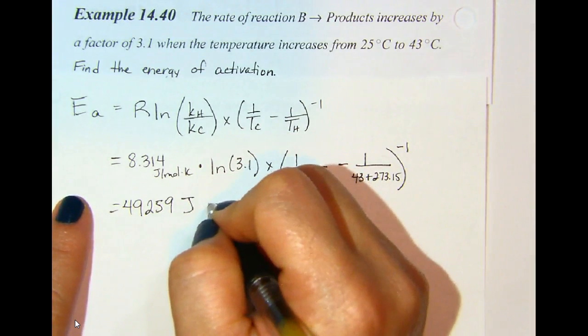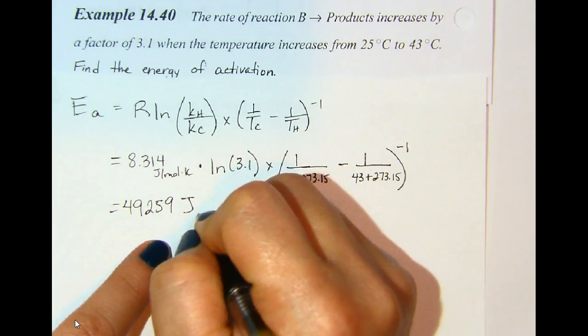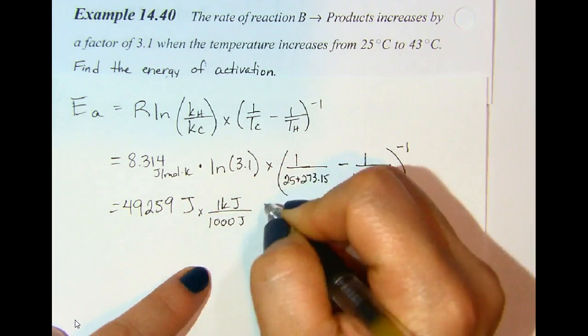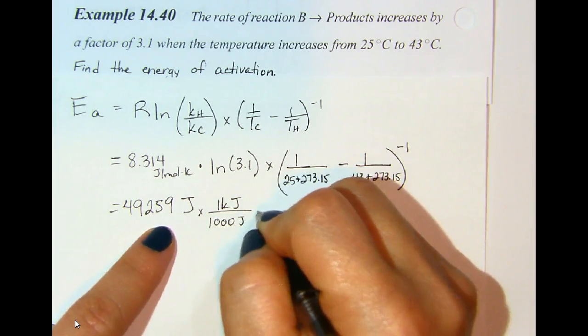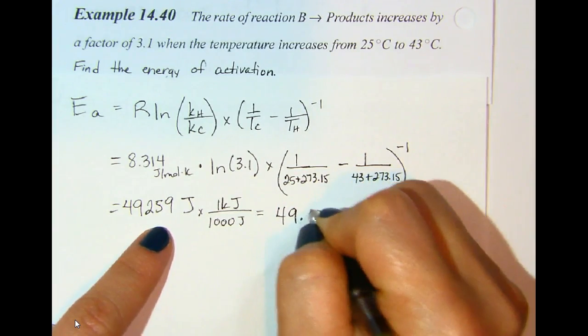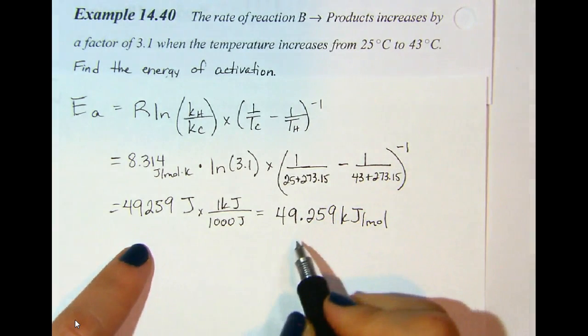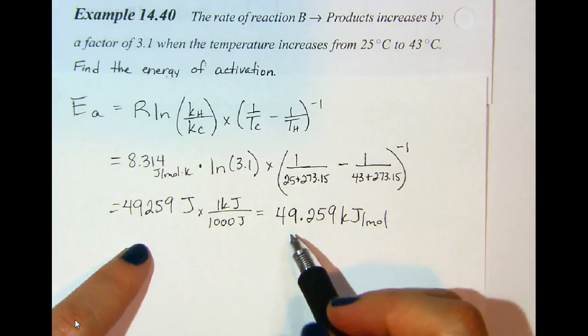However, if I wanted to know it in kilojoules, then I would divide by 1,000 joules, because usually activation energy is expressed in kilojoules, and so you would get 49.259 kilojoules per mole. And this is the activation energy for this reaction.